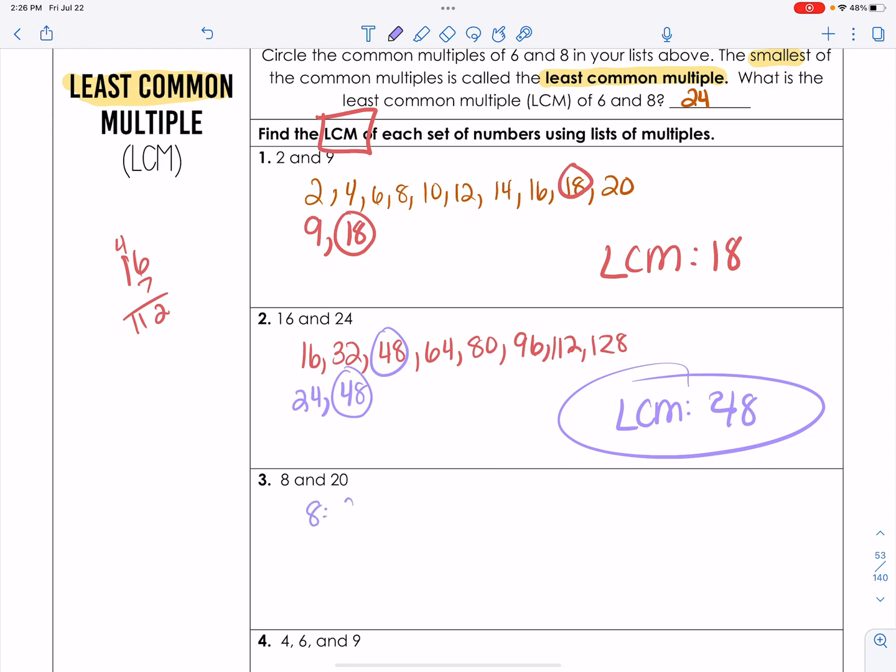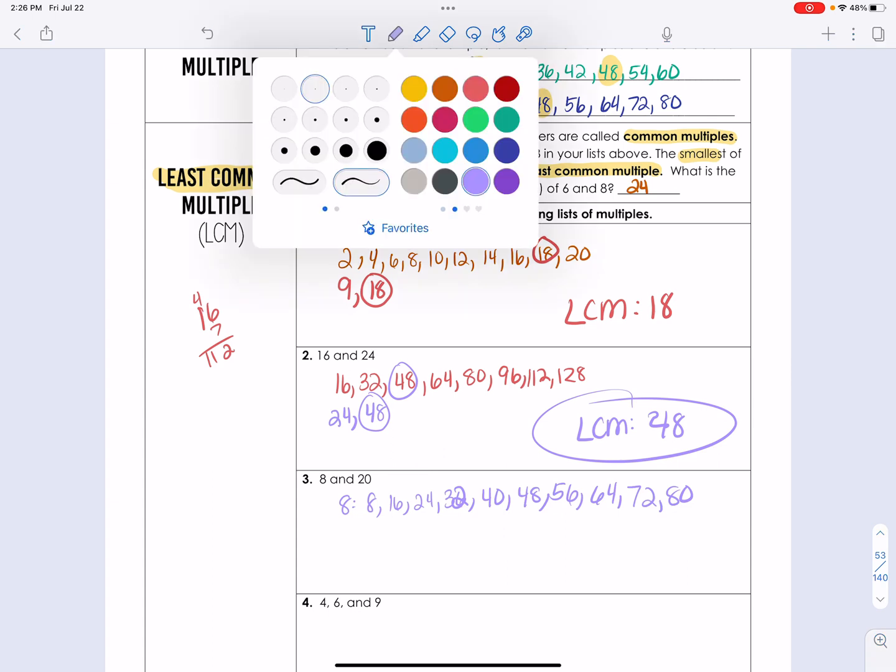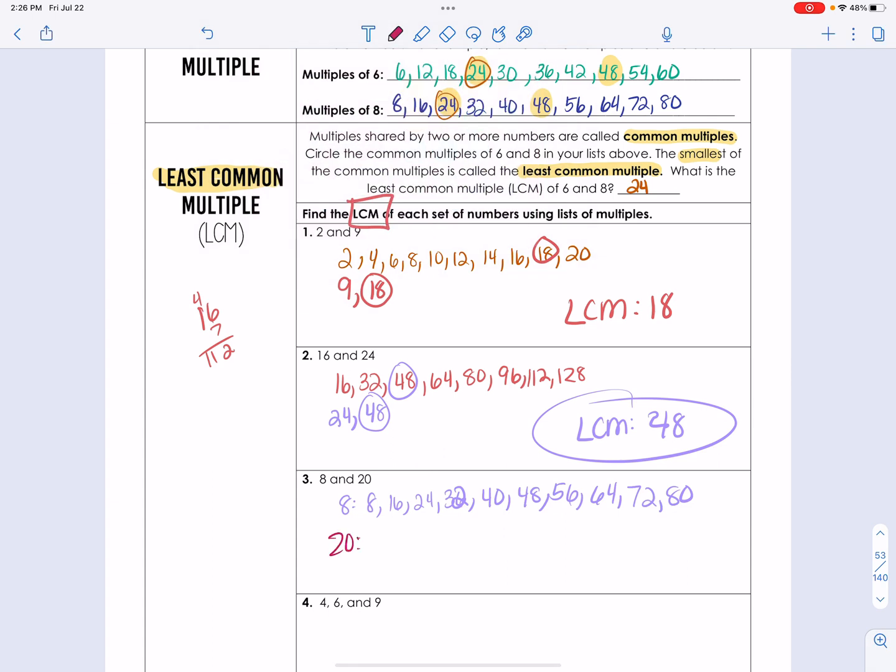All right, so if I do 8, I would have 8, 16, 24, 32, 40, 48, 56, 64, 72, 80. I'm just looking at my list up above. And now I'm going to do 20. I'm just going to list until 20, 40, boom, found it. My LCM is 40. Okay.